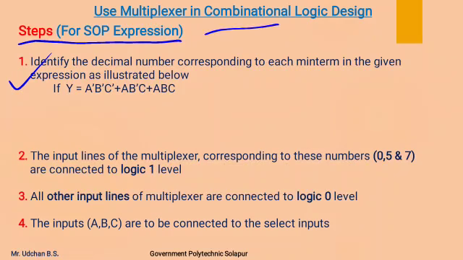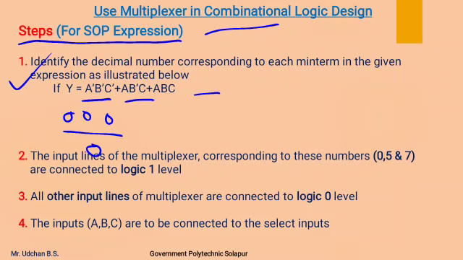First we will go for the SOP expression, in which we are going to identify the decimal number corresponding to each min term in the given expression, as illustrated below. Here the expression taken is A bar B bar C bar plus A B bar C plus A B C. Now we are going to find the decimal number for each min term. For A bar B bar C bar, the equivalent binary number will be 000, so its decimal equivalent is 0.